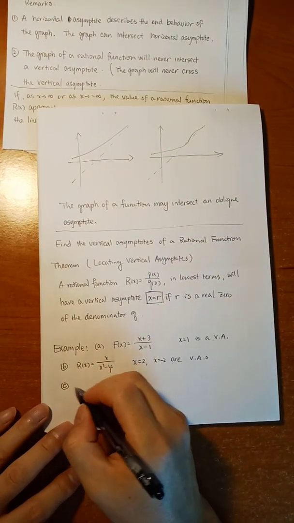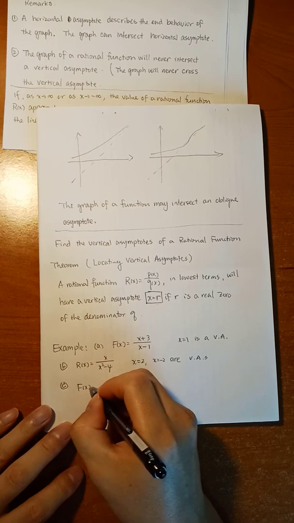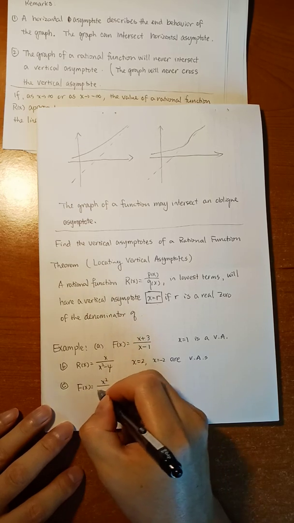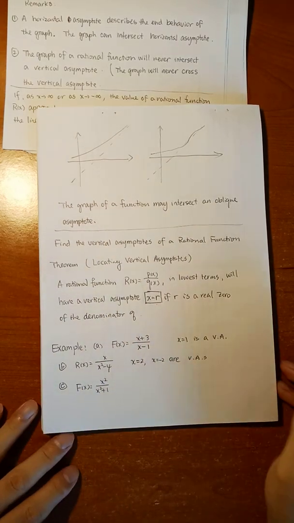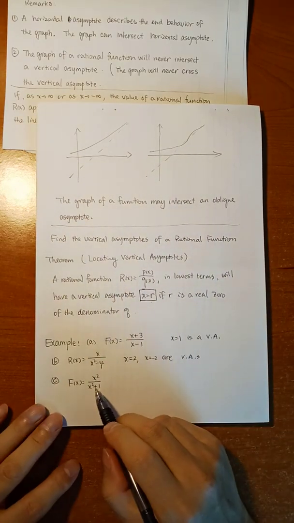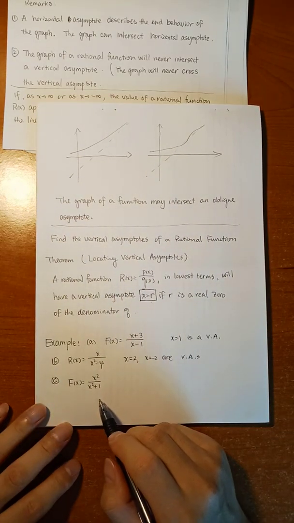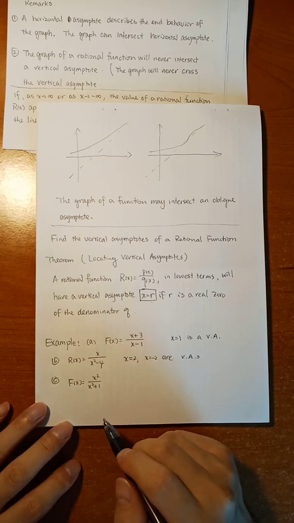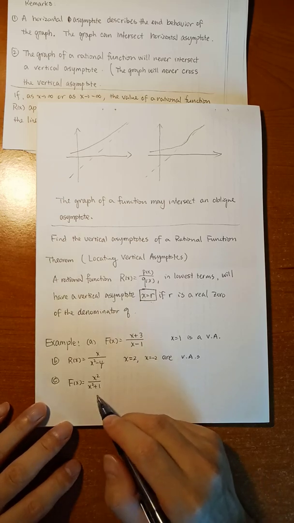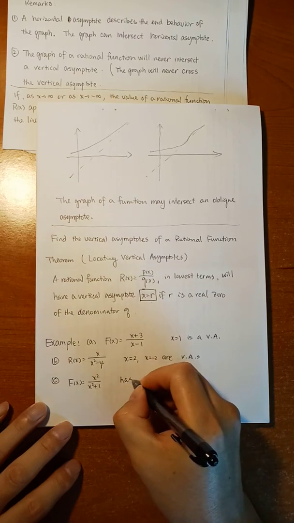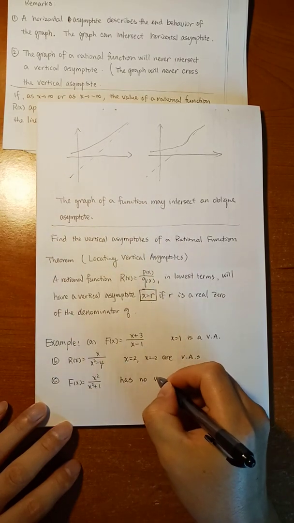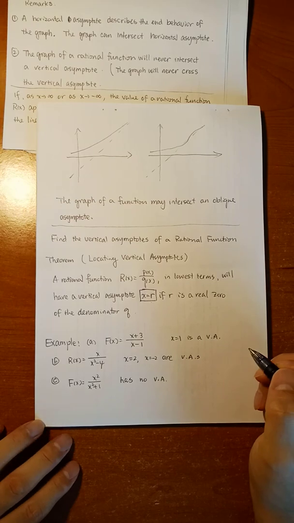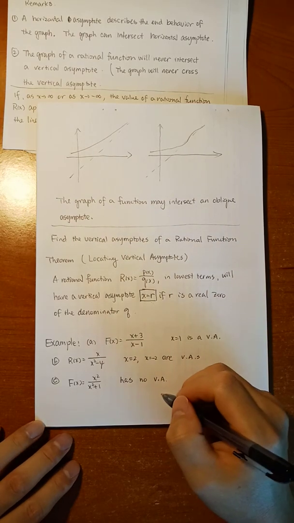C, f of x equal to x squared over x squared plus 1. This denominator, x squared plus 1, is a quadratic polynomial, and its discriminant is less than 0. It has no real solutions, so it has no vertical asymptote.